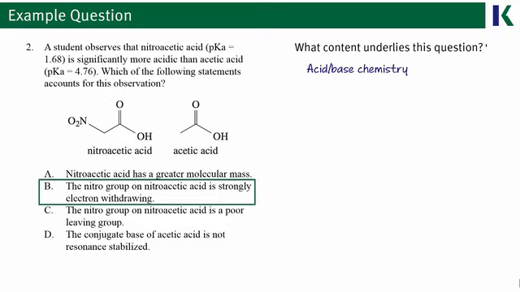So choice B is a perfect match. After deprotonation, the conjugate base will have a negative charge, and the electron withdrawing nitro group helps spread that negative charge around, stabilizing the conjugate base. For the wrong answer choices, A and C have nothing to do with stabilizing the conjugate base, and D is actually scientifically inaccurate. Any carboxylic acid will be resonance stabilized upon deprotonation.